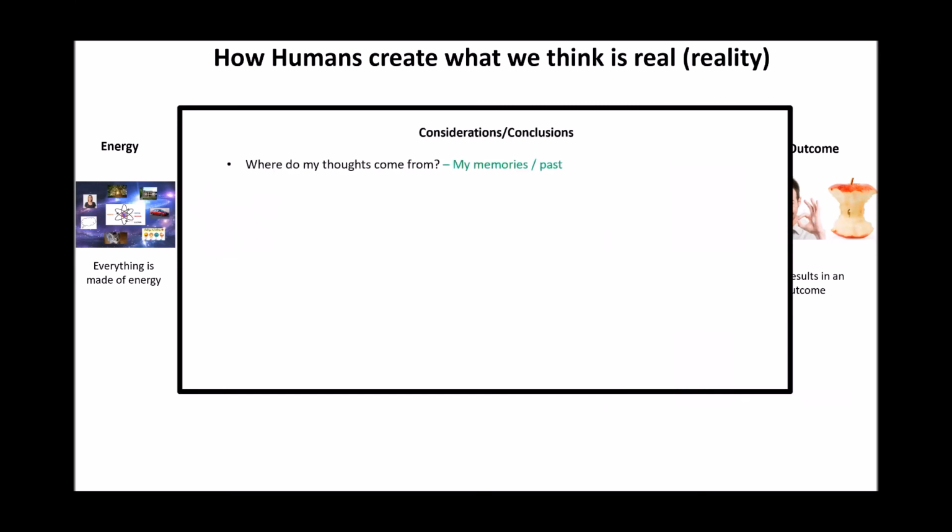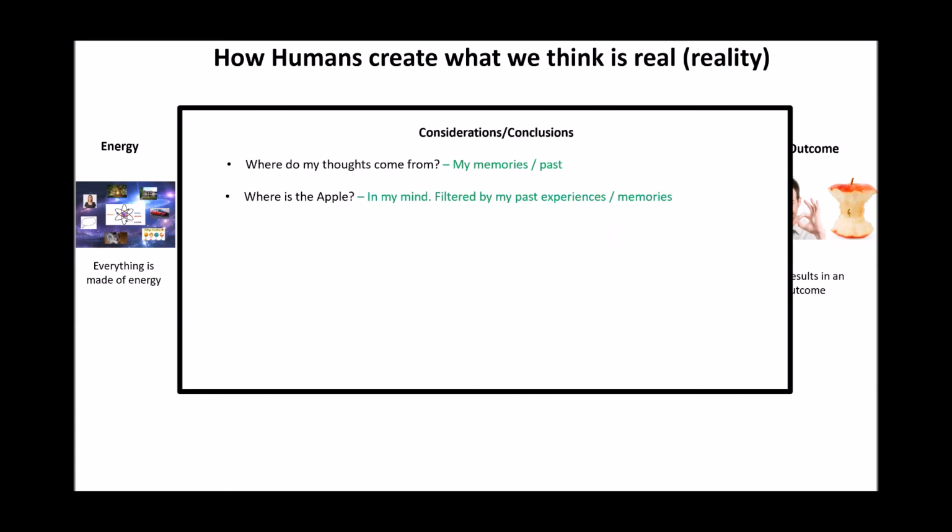So finally, some of the conclusions I came to with my considerations were, first of all, where do my thoughts come from? They come from my memories, my past. One of the challenges with that, of course, is that any thoughts that I have, and then emotions and actions, are all based on my past. So it's limited by my past experience.